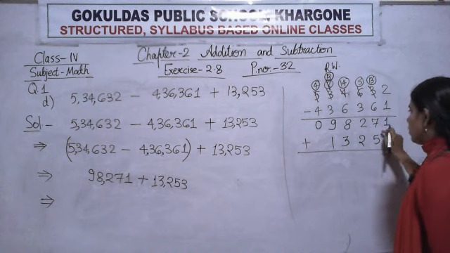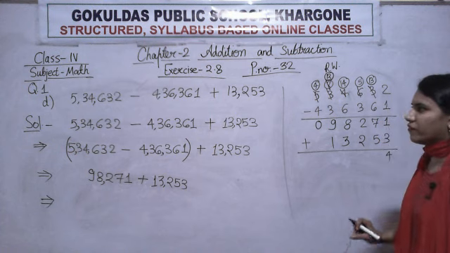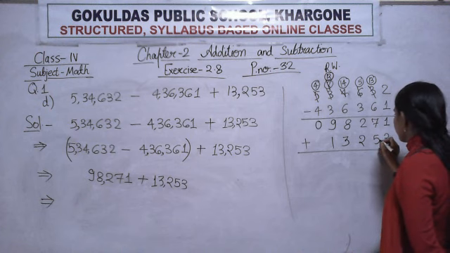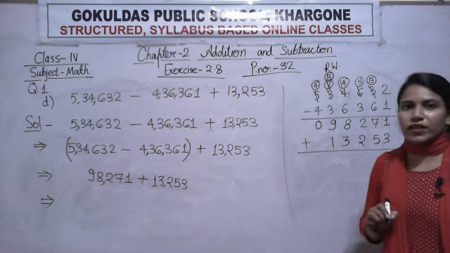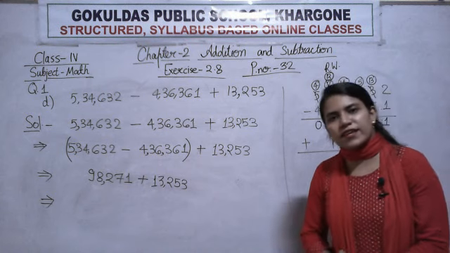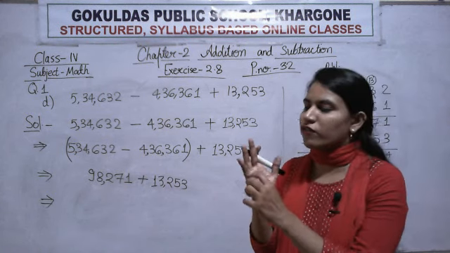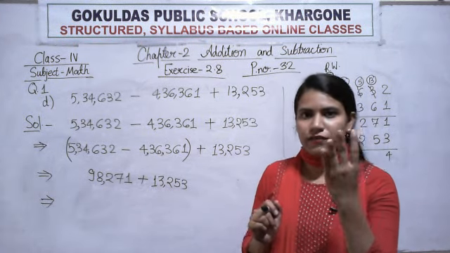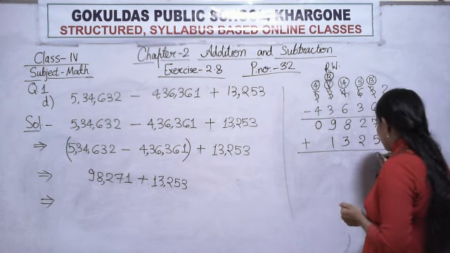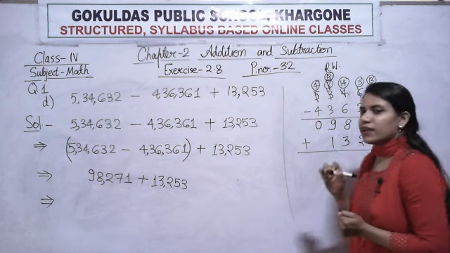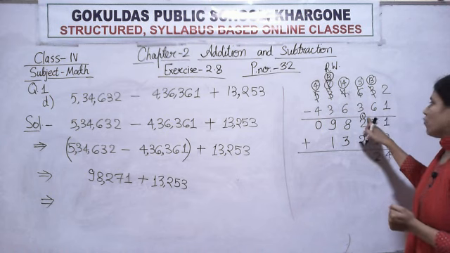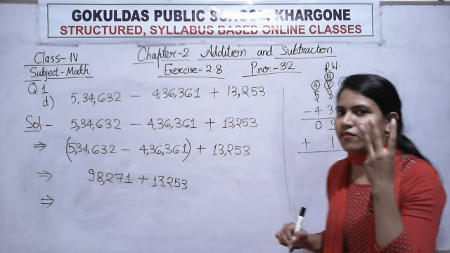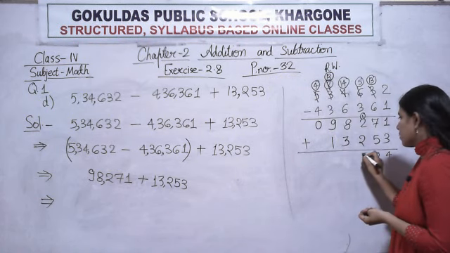Now solve the tens column. In the tens column, 7 plus 5. 7 plus 5 is, you can draw these sticks to get the answer, or you can count on fingers also. So see, 7 plus 5, 8, 9, 10, 11, 12. So I got 12, so I will write 2 here. 1 will be regrouped with the next column. Now 1 plus 2 is 3. 3 plus 2 is 5.